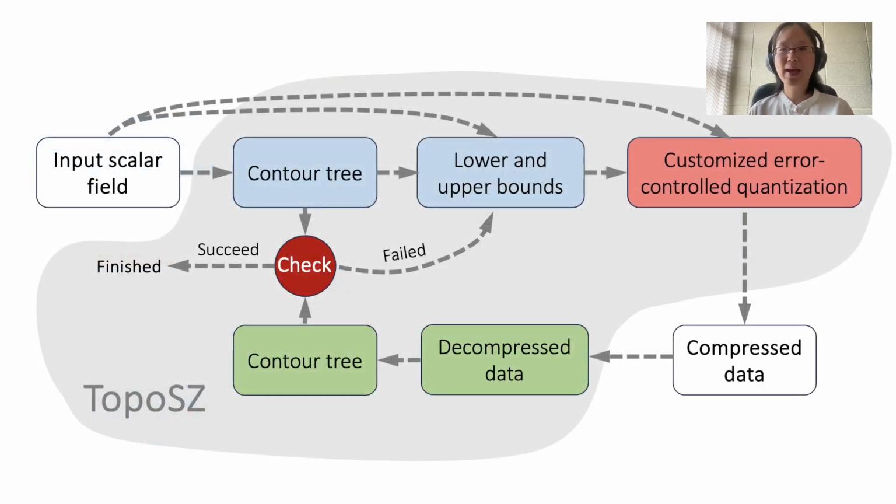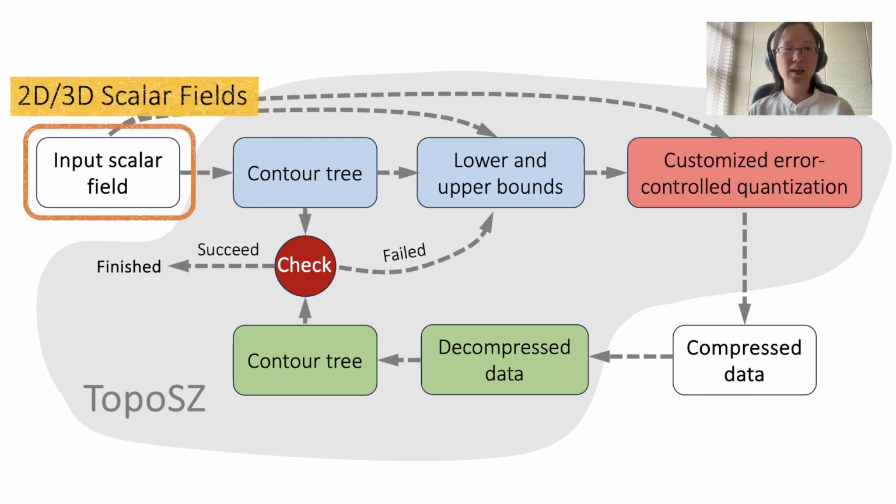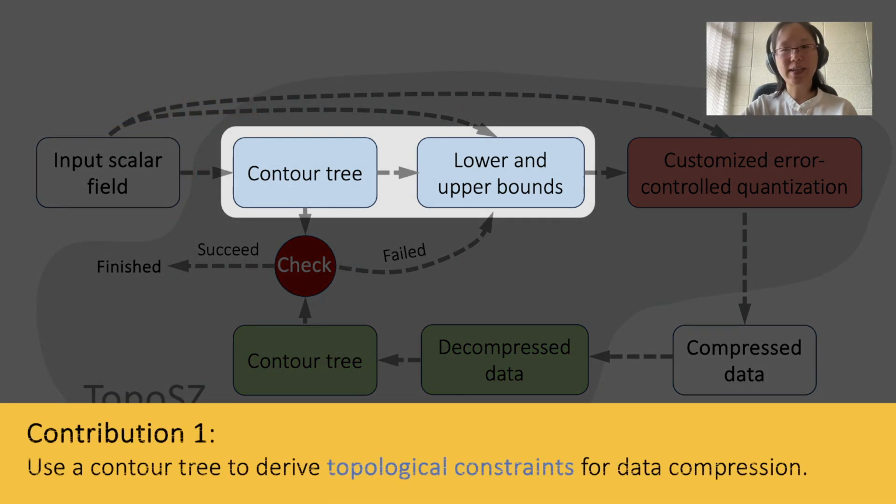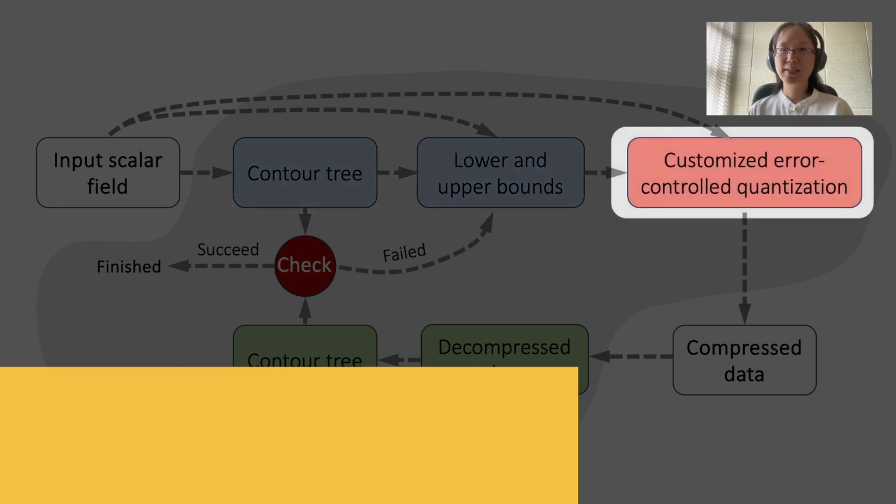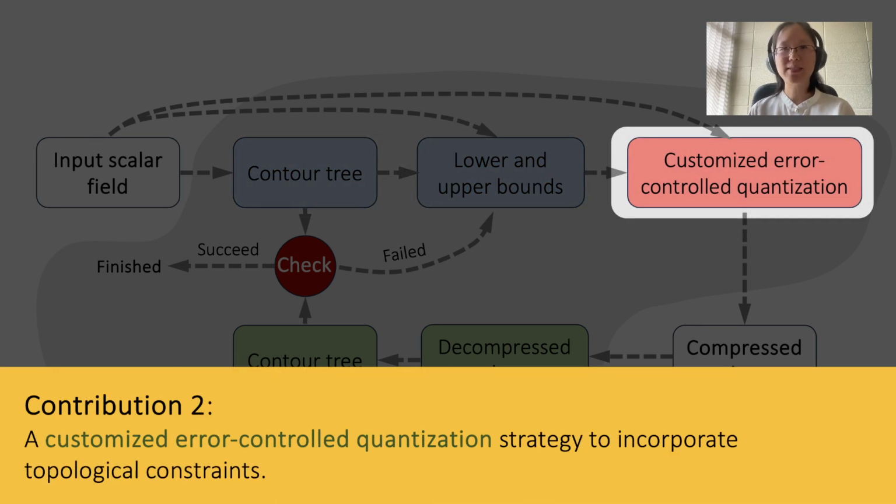Now we use the pipeline of our TopoSZ to highlight our contributions. Given 2D or 3D scalar fields, first, we use a contour tree to derive lower and upper bounds as topological constraints for every point in the input domain. We call these steps the initialization step for our compression process. Second, we provide a customized error-controlled quantization strategy to incorporate the topological constraints into the data compression process.